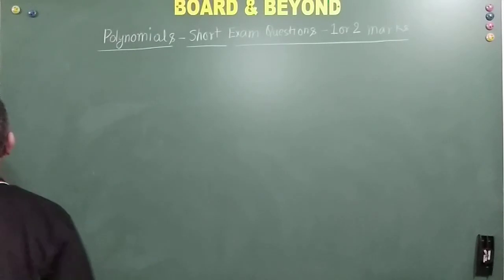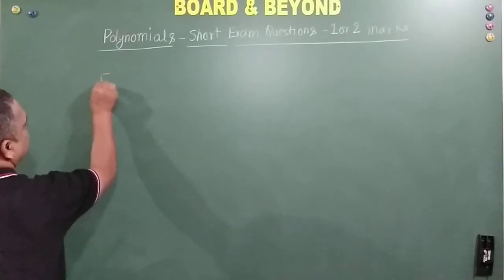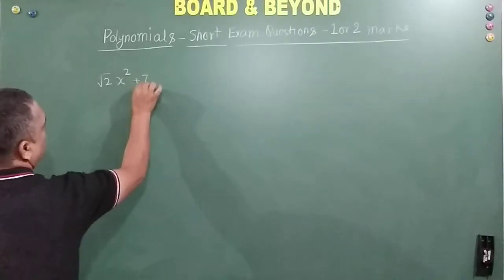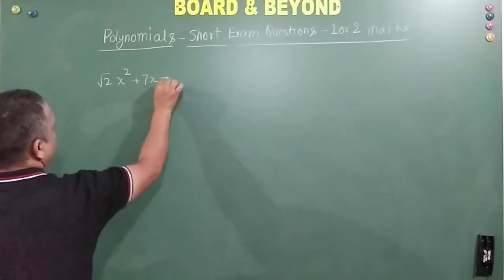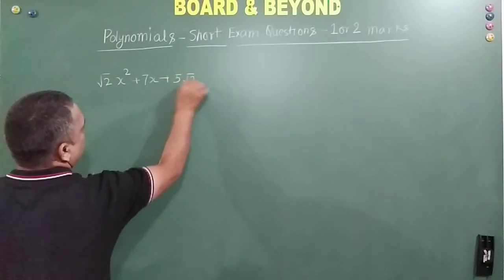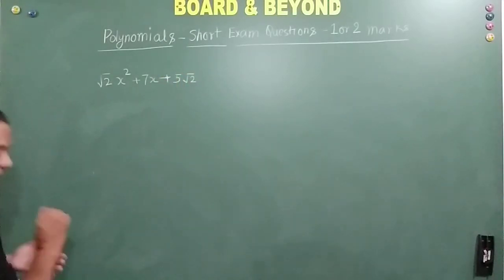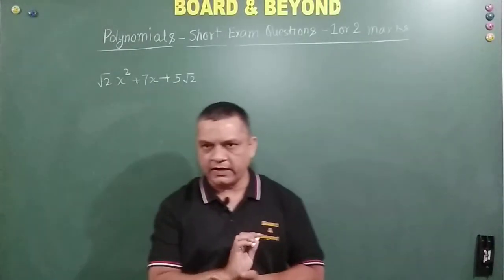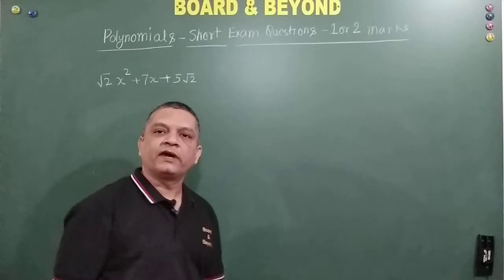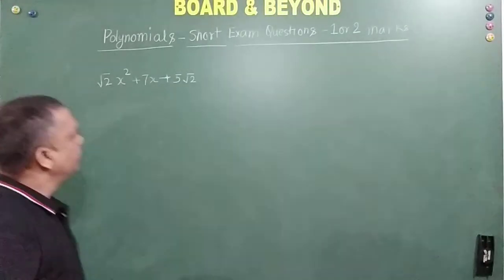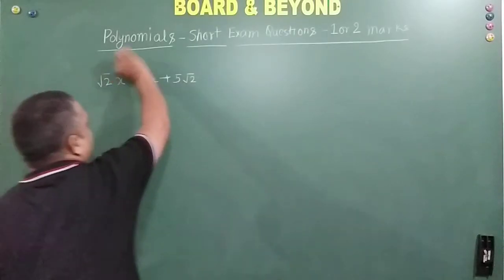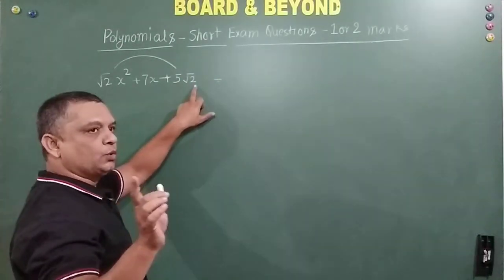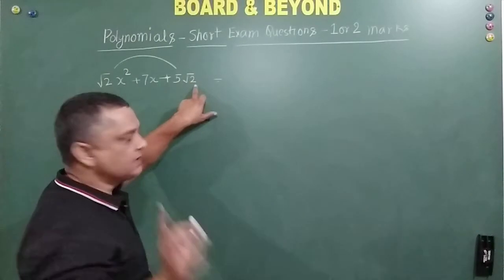Now, find the roots of the quadratic equation 5 root 2 x square plus 7x plus root 2. This is a quadratic equation given to you and you are expected to find its roots. So we will try to factorize this quadratic equation here. The product of the first and the last term is 5 into root 2 into root 2, which is nothing but 5 into 2, that is 10.